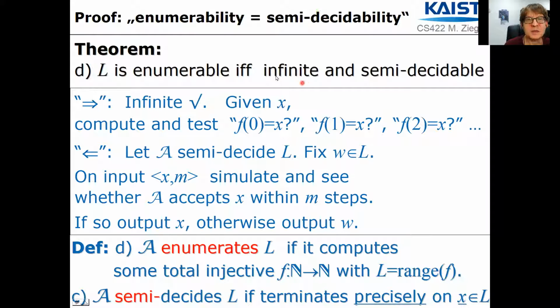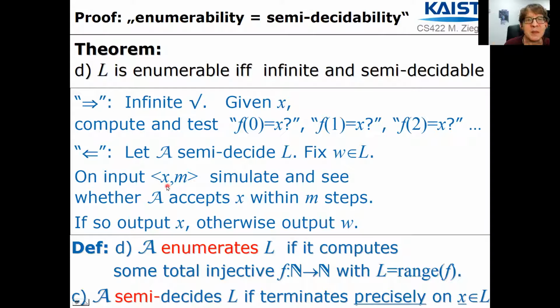End of proof. No, there's something missing. There's a mistake in the proof. What is the mistake? What is the gap? The function computed by our new algorithm B is not going to be injective.